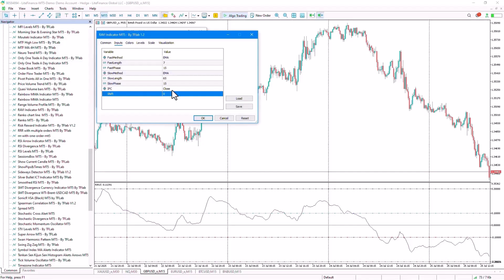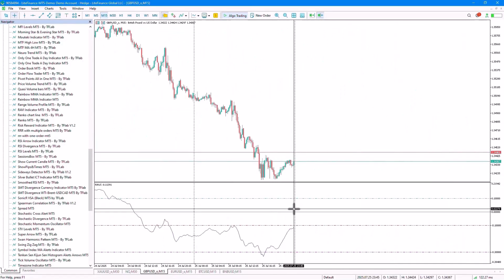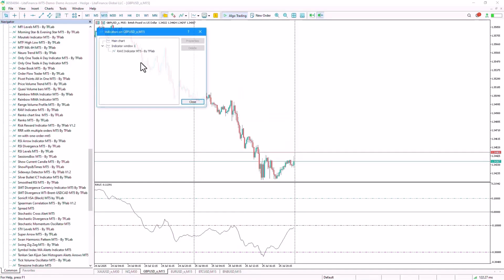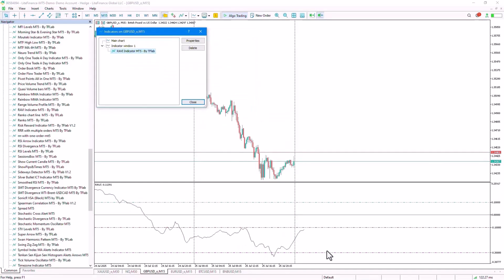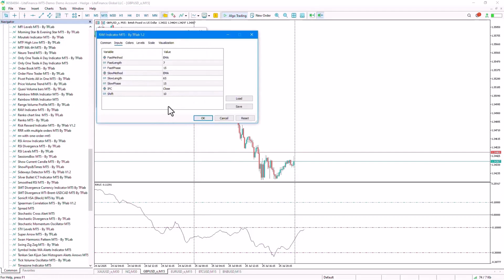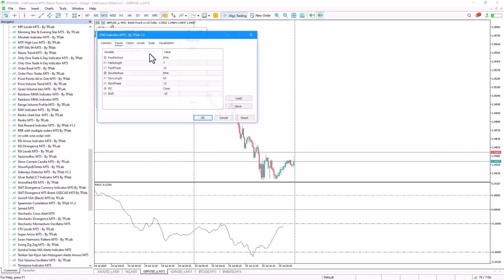And in this final input, we can set the shift value here, choosing between positive and negative values. And if we set the value to 0 here, the oscillator line will be positioned on the current candle. If we enter positive values, it will shift to the right by the number of candles specified here. By default, I have set the value to 10 here, which means it moves 10 candles to the right. And if I enter negative numbers in this section, it will shift 10 candles to the left.